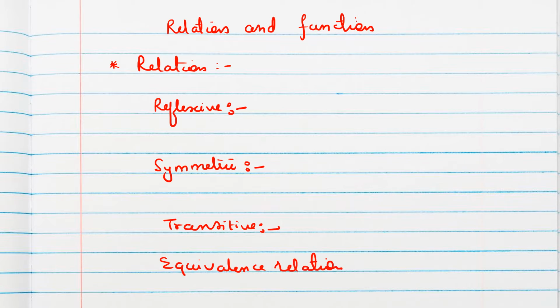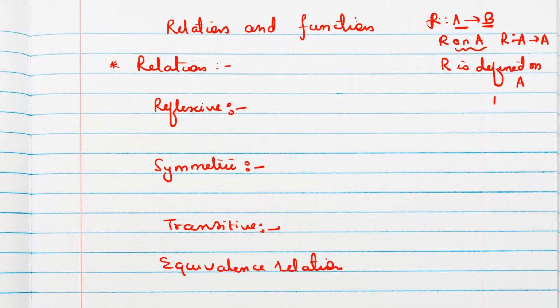In a question, it will be given R from A to B, with different range and domain. Suppose R on A, that means this is defined as R from A to A. Or sometimes they will mention R is defined on A, that time also the relation is from A to A. These keywords they can use to define a relation.